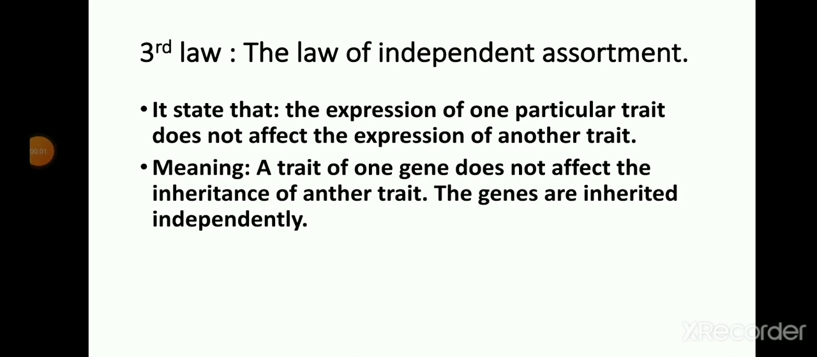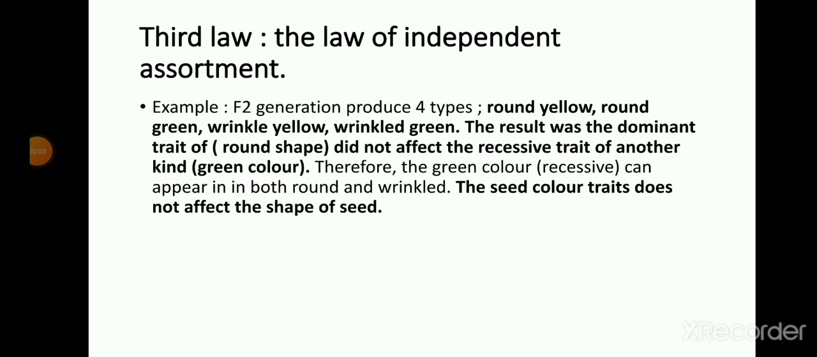So let's see the law of independent assortment with an example. When we cross the F1 generation with two traits, such as round shape and yellow color, with the recessive traits like green color and wrinkled shape, in the F2 generation we produce four types: round yellow, round green, wrinkled yellow, wrinkled green. So the dominant trait, round shape, did not affect the recessive trait of the other kind, that is green color.